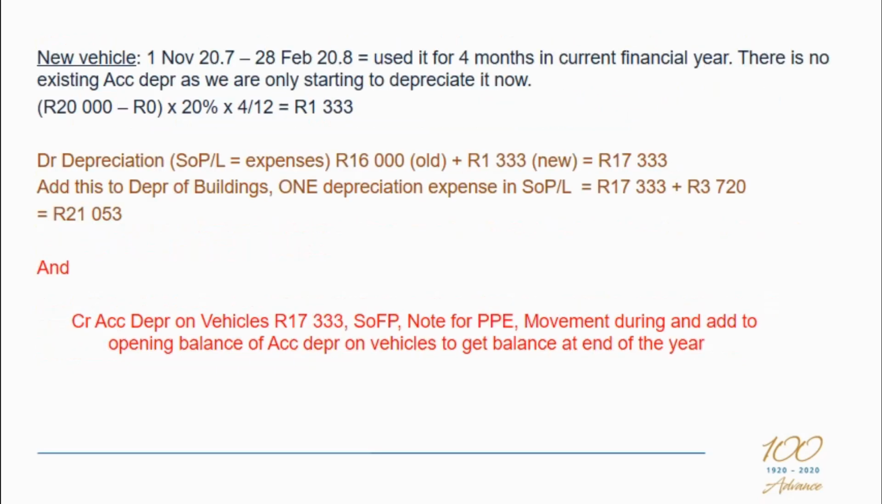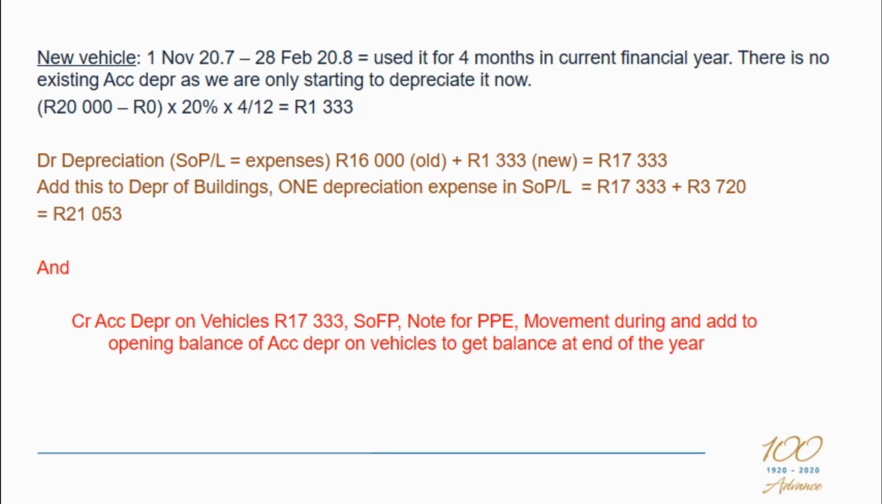Regarding the depreciation on the new vehicle, it was purchased on the 1st of November 20.7. So basically we have only used it for 4 months in our current financial year. There's currently no existing accumulated depreciation, as we are only going to start to depreciate it now. So when we calculate the depreciation on the new vehicle, we get 1,333 Rand.